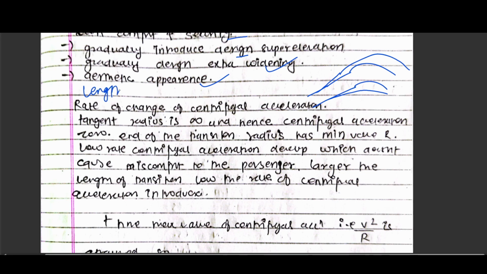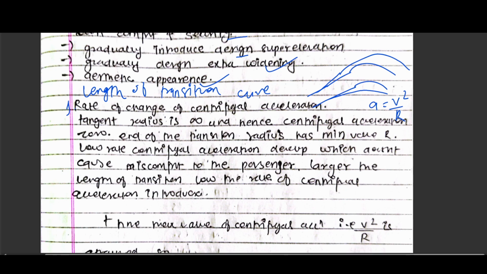We design the length of the transition curve by three methods. What will be the length of the transition curve? The first method is the rate of change of centrifugal acceleration. What do we mean by centrifugal acceleration? Centrifugal acceleration is v square by r. That will be given by the centrifugal force.